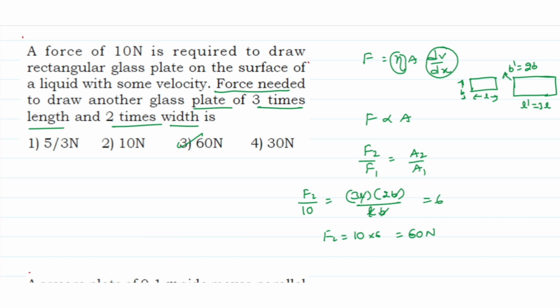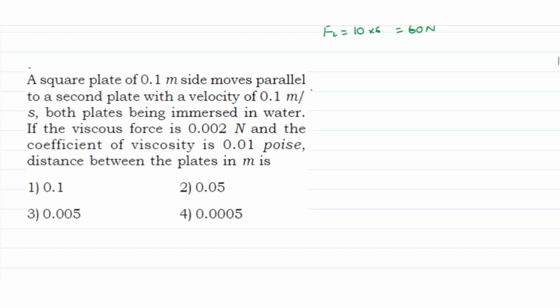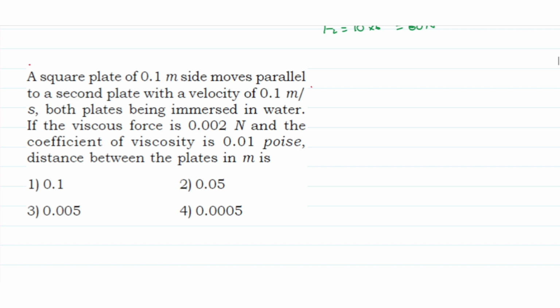Look at the next question. The next question says, a square plate of 0.1 meter side moves parallel to a second plate with a velocity of 0.1 meter per second, both plates being immersed in water. The viscous force is given as 0.2 newtons and the coefficient of viscosity is given as 0.01 poise.